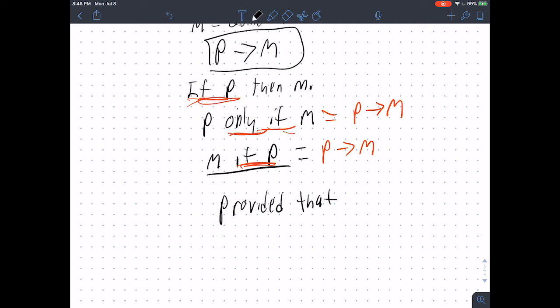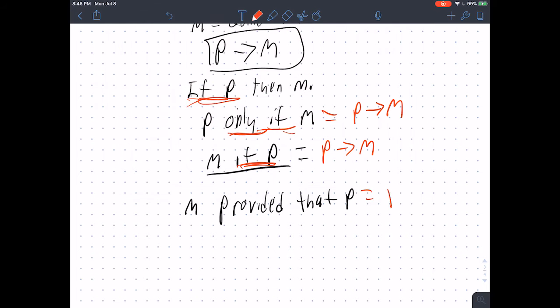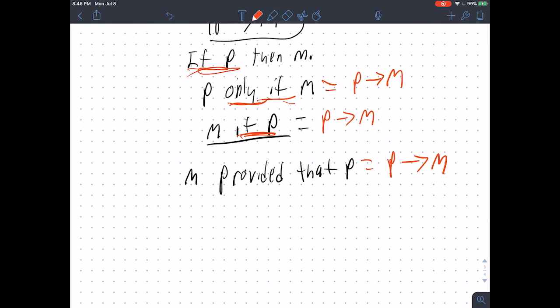And just like the above one, this switches the order, right? So if we were to write M provided that P, that's the same thing, or we would translate that as P arrow M, right? You just sort of have to memorize these. There's not really a shortcut. And provided that is just a really fancy, like 1950s way of saying if, right? So this and this are pretty much the same thing, right?